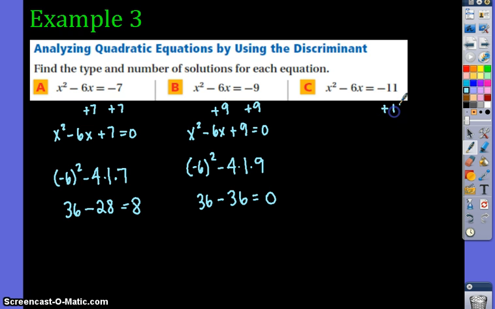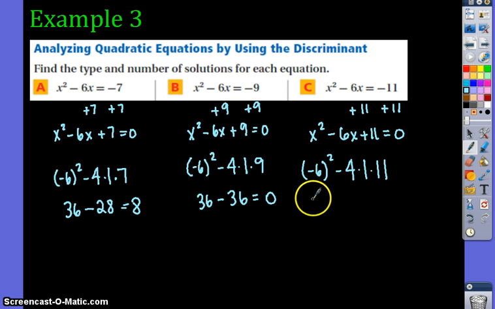All right, now let's go to the last one. We need to add 11 to both sides to put it in standard form. We wind up with x squared minus 6x plus 11 equals 0. All right, so we do b squared, which is negative 6 squared, minus 4 times a, which is 1, times c, which is 11. So we wind up with negative 6 squared is again 36, minus 4 times 1 times 11 is 44. So we wind up with 36 minus 44, which is going to be a negative 8. So since we wind up with a negative answer, we're going to have two complex roots.